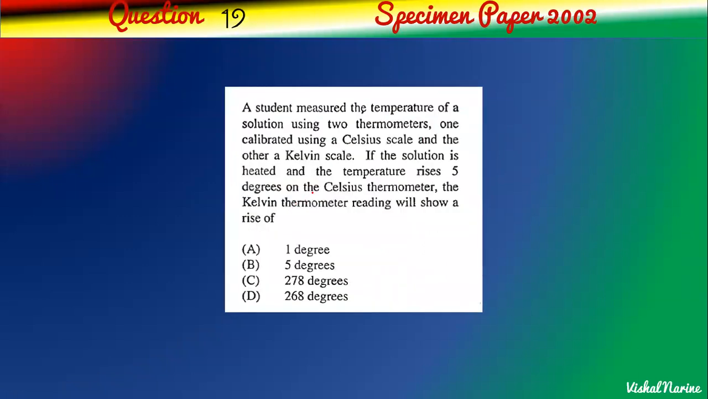Question 19. Question 19 tells you that a student measured the temperature of a solution using two thermometers. One was calibrated using the Celsius scale and another using the Kelvin scale. Whilst using the Celsius thermometer, he will have observed a temperature rise of 5 degrees. So what is the rise or the increase on the Kelvin thermometer?